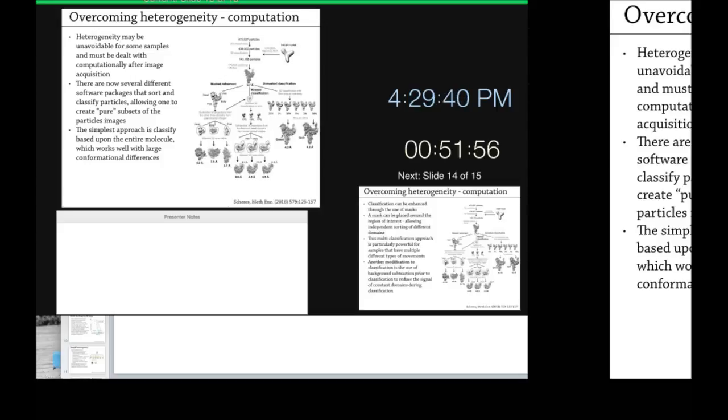And so they start out with an initial model, and they have 470,000 particles, and after 2D classification, they throw away about 20,000, 30,000. So the majority of their particles, from what they picked to the 2D classification stage, seem to be viable particles.